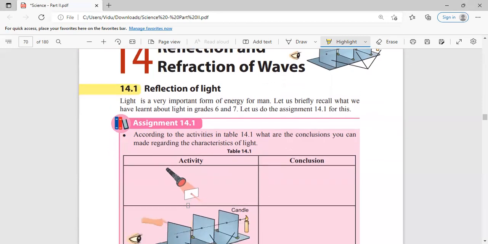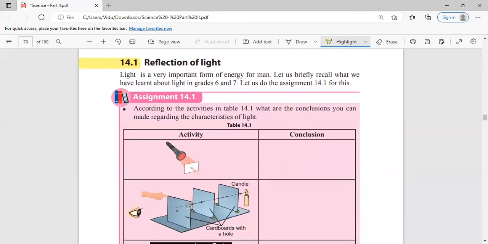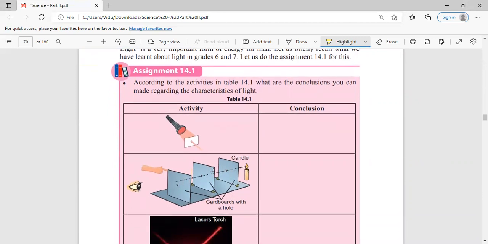Our next activity given here: 3 cardboards, 3 small holes, candles, and here you can see an eye. From this activity, we can conclude that light travels straight. Light rays are not bending with the distance.